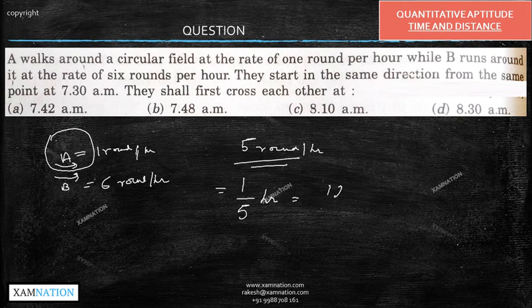So that will be around 12 minutes. That means both of them cross each other in 12 minutes. Let's say they start at 7:30, so after 12 minutes, at 7:42, they will meet again. So A is the correct answer.